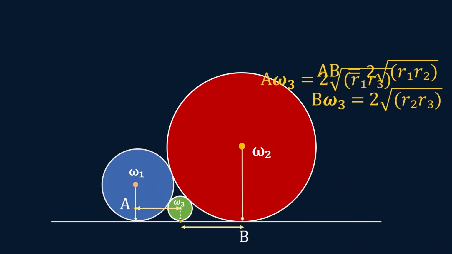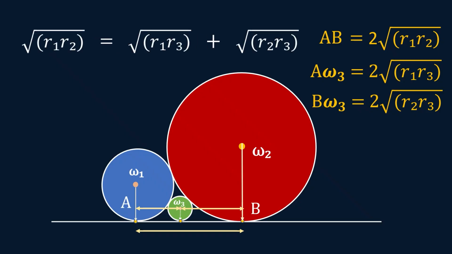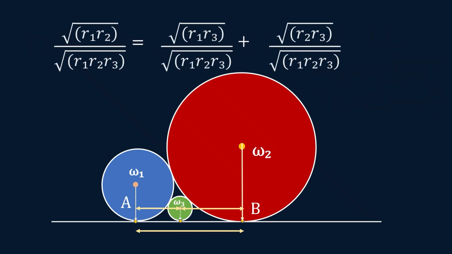Now observe. The total length AB equals A omega 3 plus B omega 3. Substituting the formulas gives square root R1 R2 equals square root R1 R3 plus square root R2 R3. Divide through by square root of R1 R2 R3.